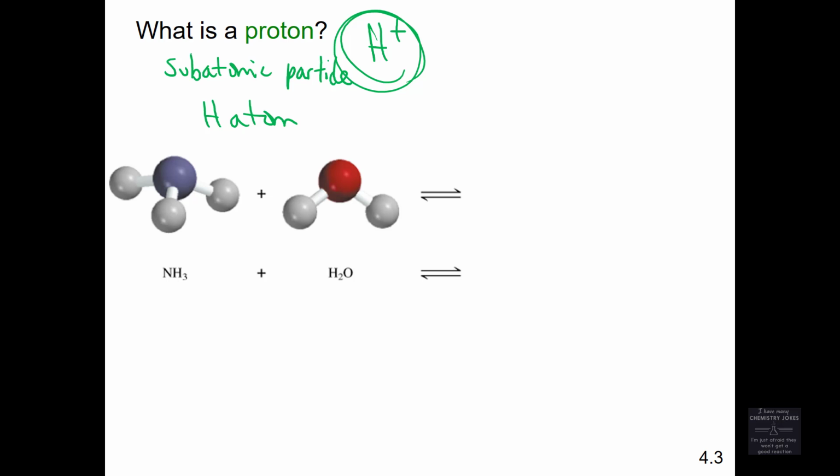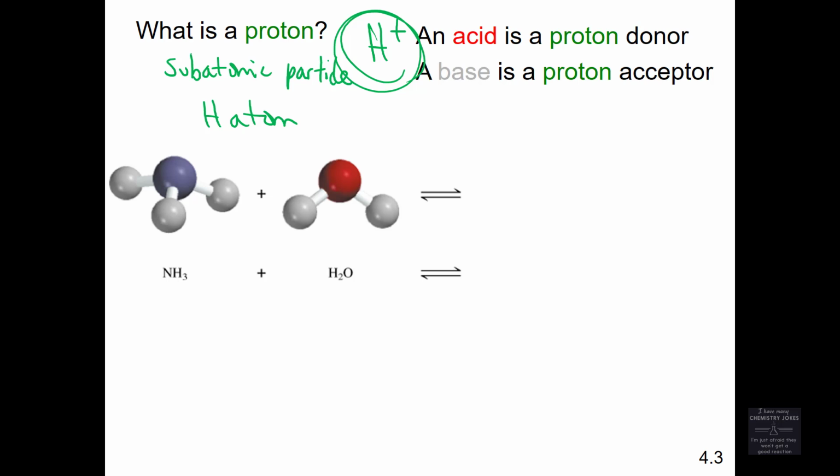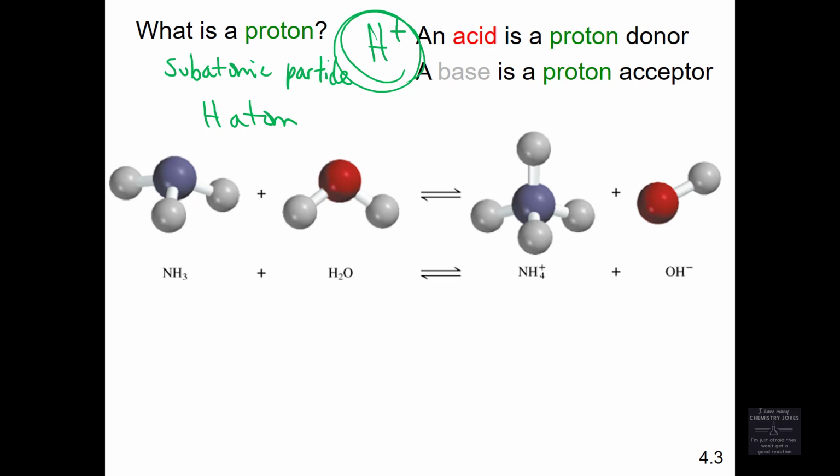Why do protons matter so much? Well, because acids are defined as proton donors, and bases are defined as proton acceptors. So it's all about transferring of protons, H's with plus. In this reaction down here, if these are my products, I need to recognize who accepted a proton and who donated a proton. The base is the proton acceptor.